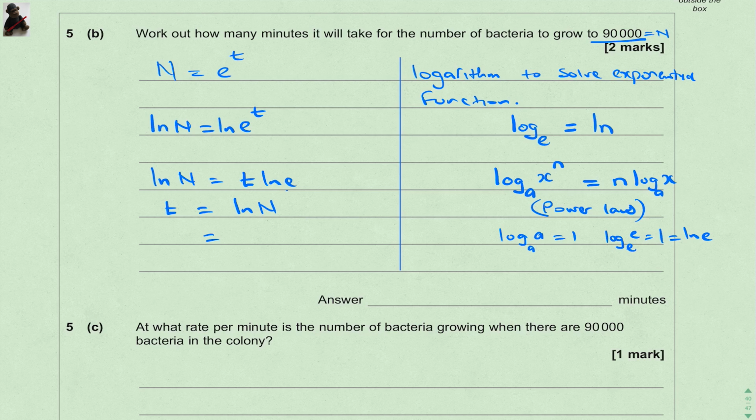To find the value of t when it grows to 90,000, you put ln 90,000, and that will be your answer. So t equals ln 90,000. If you plug that into your calculator, you will get 11.4 minutes.